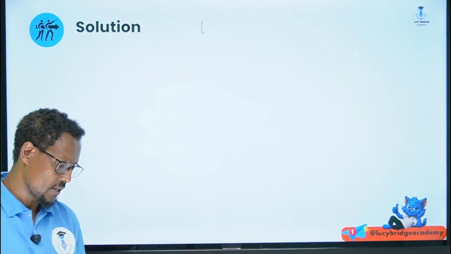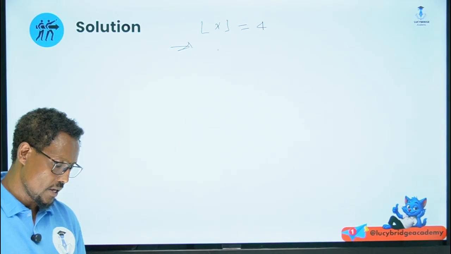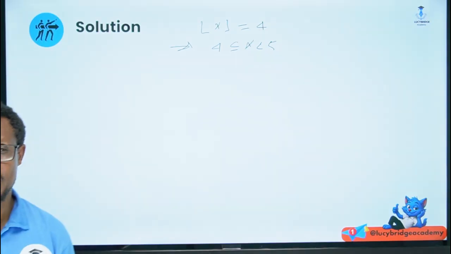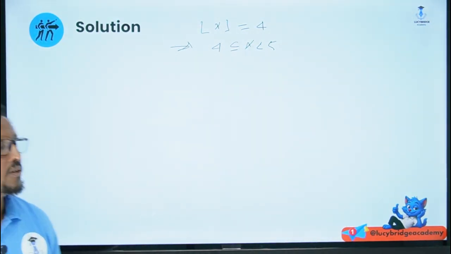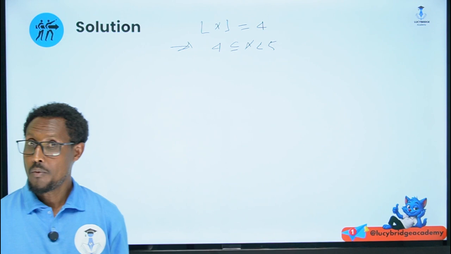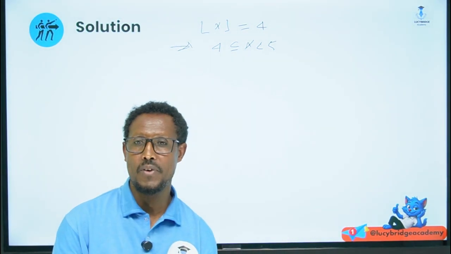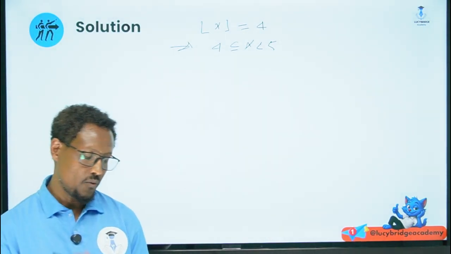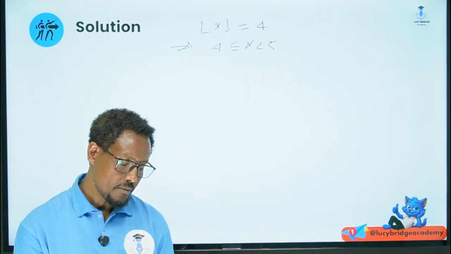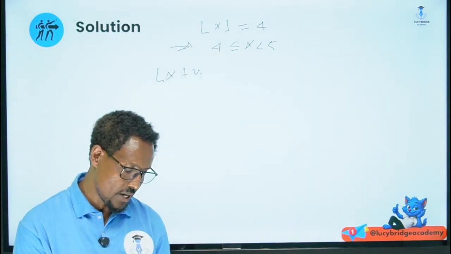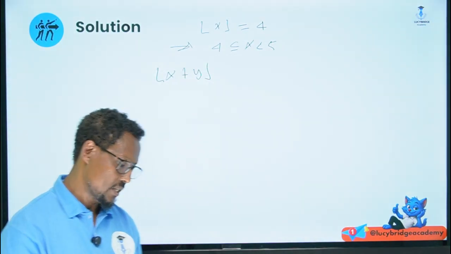But we are asked to find the floor of x plus y. The floor of x is equal to 4. This means 4 is less than or equal to x less than 5. If x is between 4 and 5, what is the floor? It is 4. The floor of x is 4 means x is between 4 and 5 including 4. So the floor is 4. But we are asked to find floor of what? x plus y.